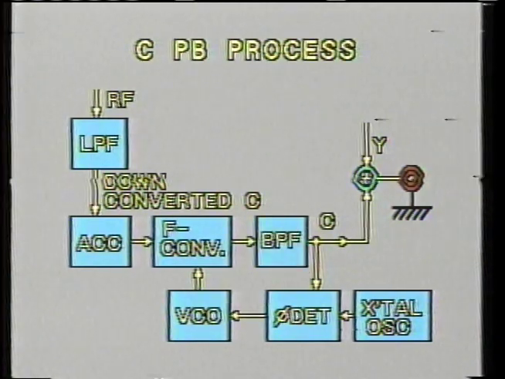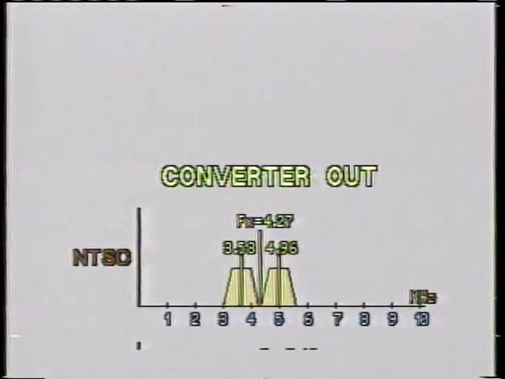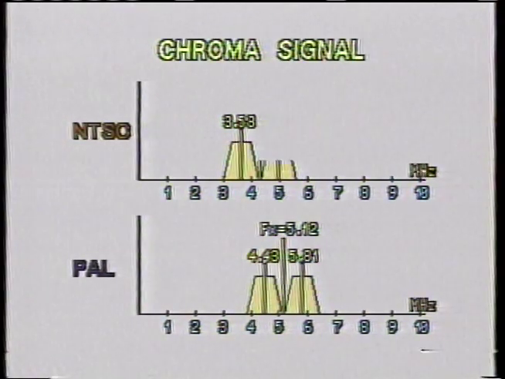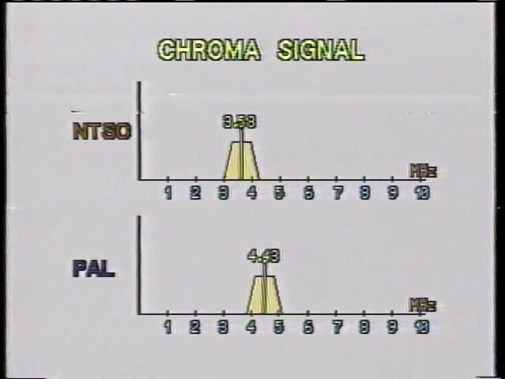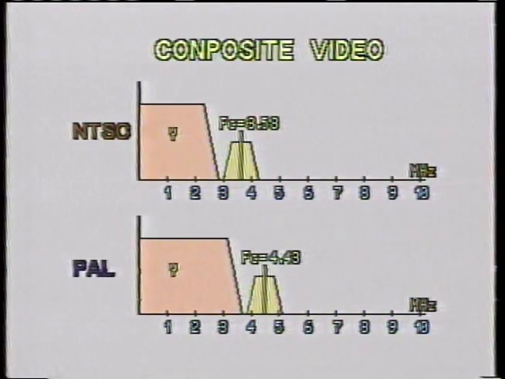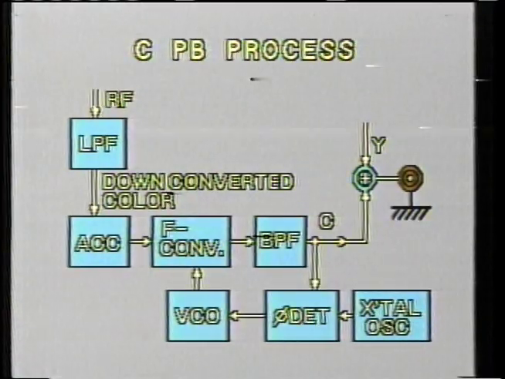The bandpass filter. With the NTSC frequency at 3.58 MHz and the PAL frequency at 4.43 MHz, only the chroma component is removed from the frequency converter output. Chroma signal is then mixed with a Y signal to recreate a video signal.